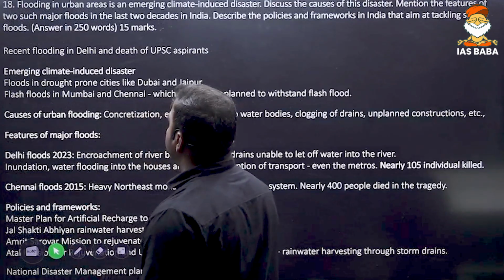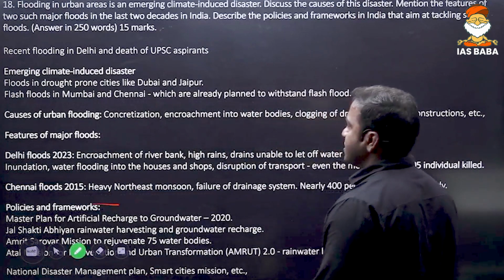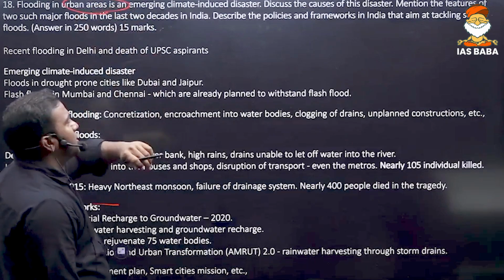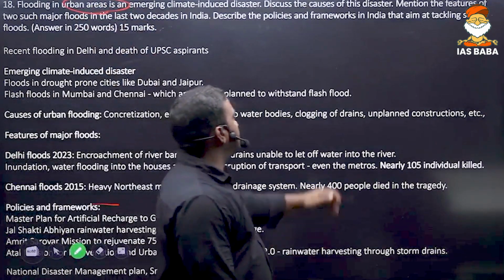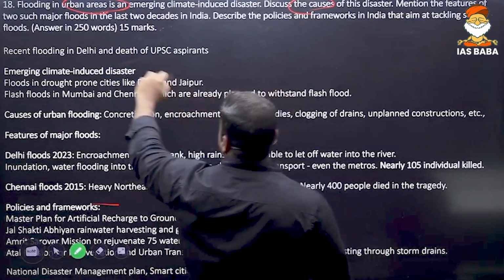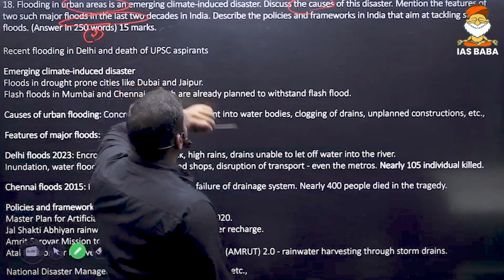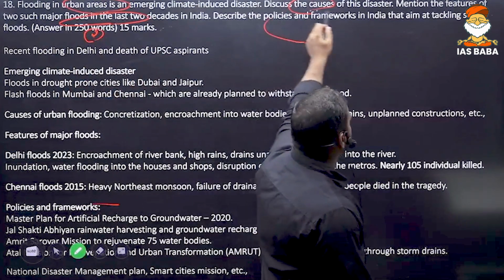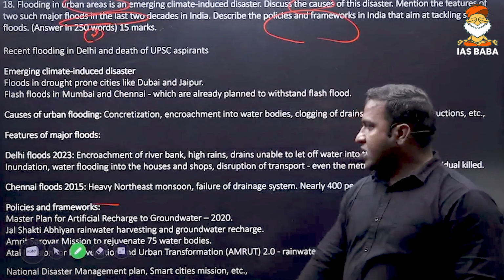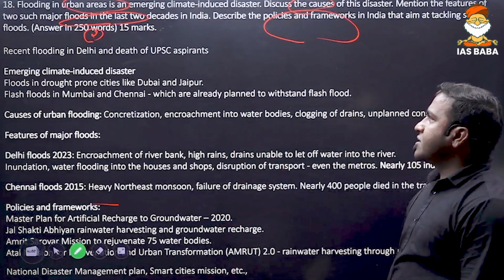Flooding in urban areas is an emerging climate induced disaster. How is it an emerging climate induced disaster? Discuss the causes of this disaster. Then mention the features of two such major floods in the last two decades. Describe policies and frameworks in India that aim at tackling such floods. What are the strategies? First, recent flooding in Delhi and the death of UPSC aspirants.